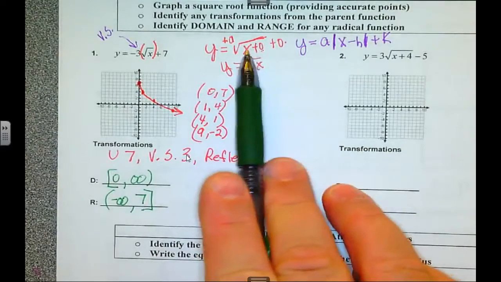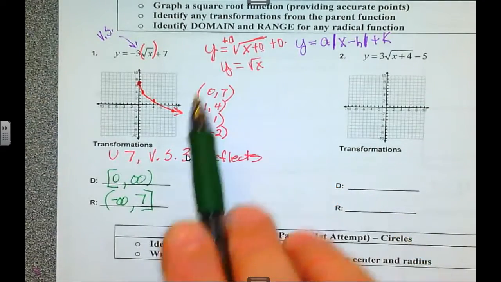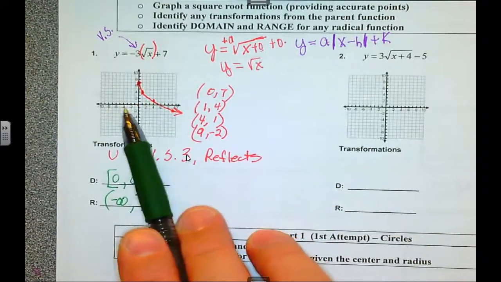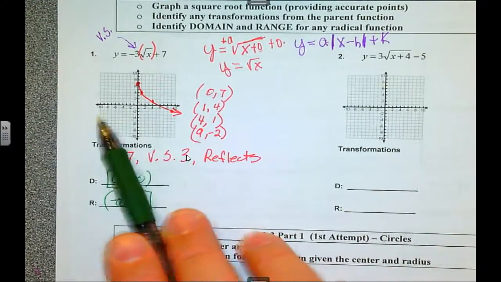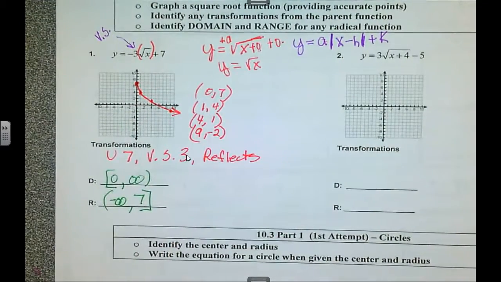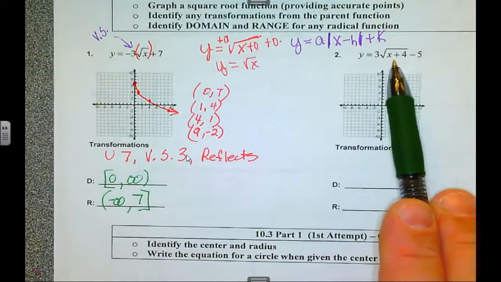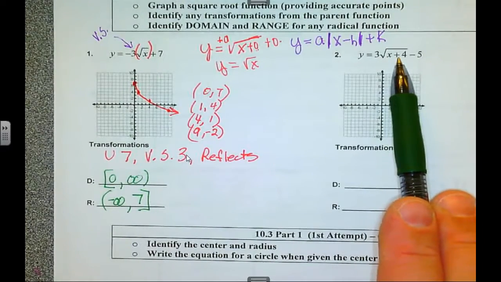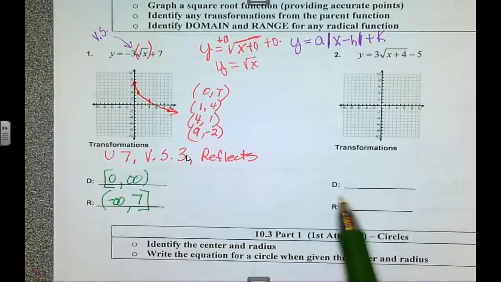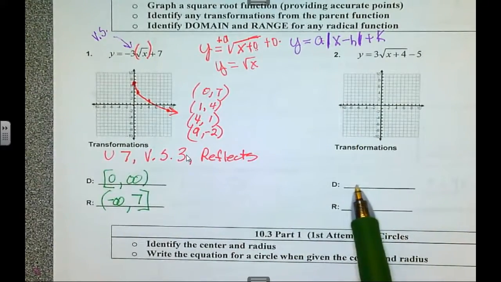Because if it has a shift underneath the radical, it's going to move your domain left or right. Like this one, number 2, you're moving your x-axis to the left 4, so it's going to start at 4, -4. Okay.